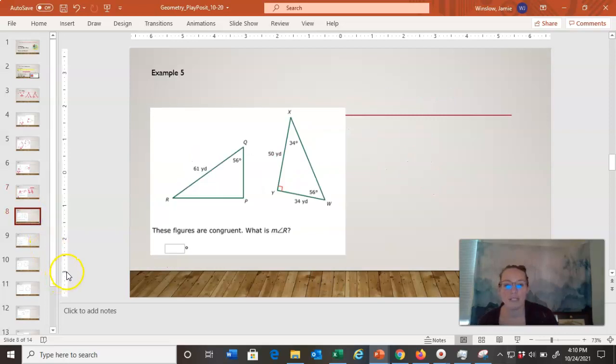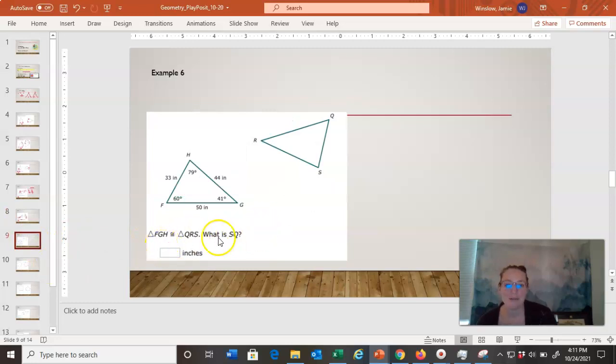These figures are congruent. What is the measure of angle R? So here's angle R. Excuse me. Angle R is across from Q, angle 56. So we could come to this triangle and say, well, what's across from 56 over here? Oh, it's 34. So it's got to be the same in both triangles. So because we know they're congruent, even though they didn't give us the congruent statement, we can also use those visual tools. Oops, so it's 34. There we go.